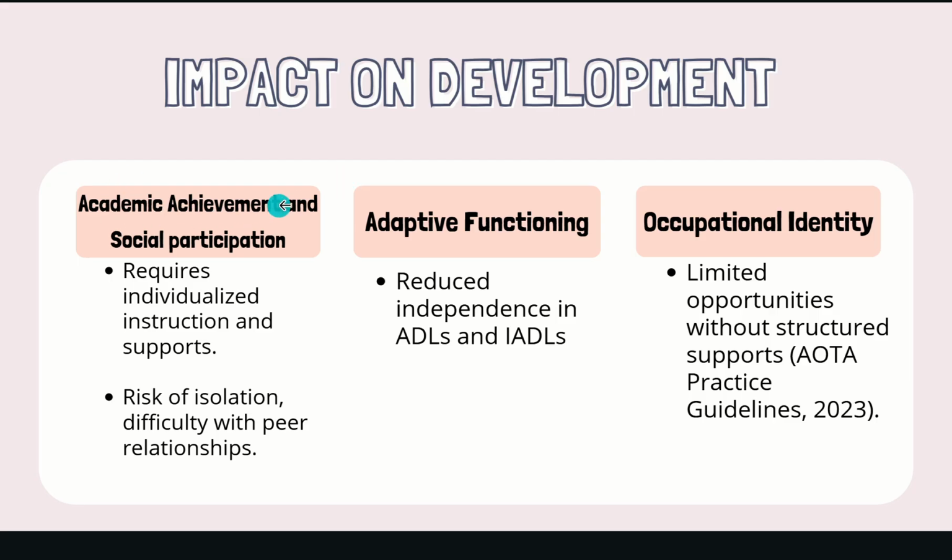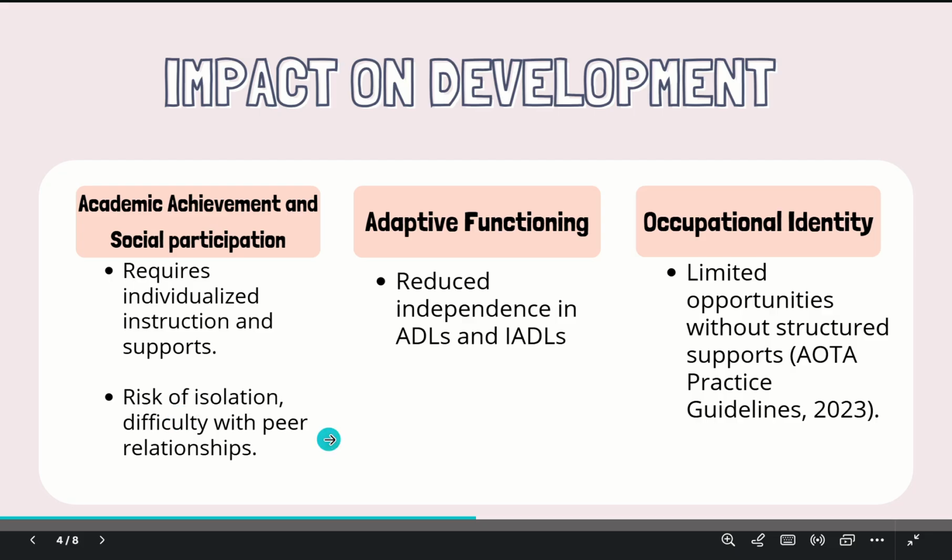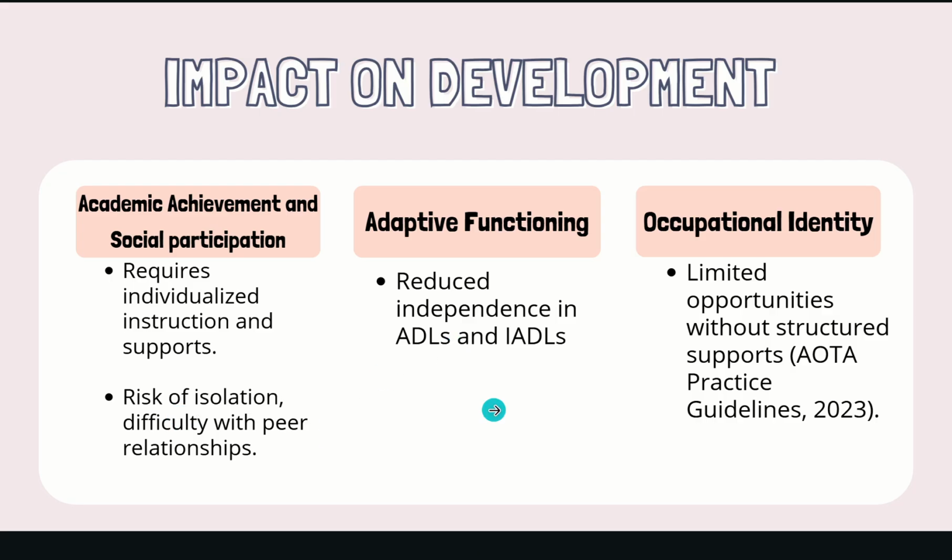They can have academic achievement and social participation issues. They could require individualized instruction and supports for school. For social participation, they have the risk of isolation and difficulty with peer relationships. Adaptive functioning: they can have reduced independence in ADLs and/or IADLs. Occupational identity: limited opportunities without structured supports.